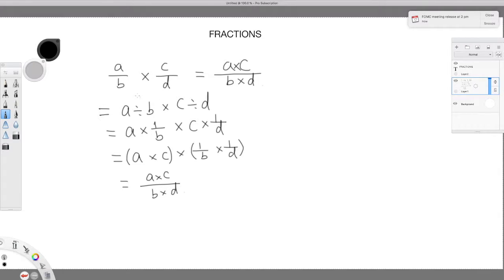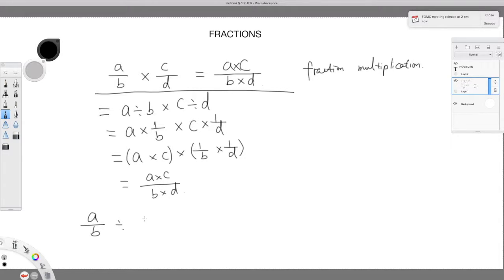All right, so we have this rule. The simple rule is just the numerators multiplied together, denominators multiplied together. And that's how we do fraction multiplication. Okay, division of fractions is equally simple.